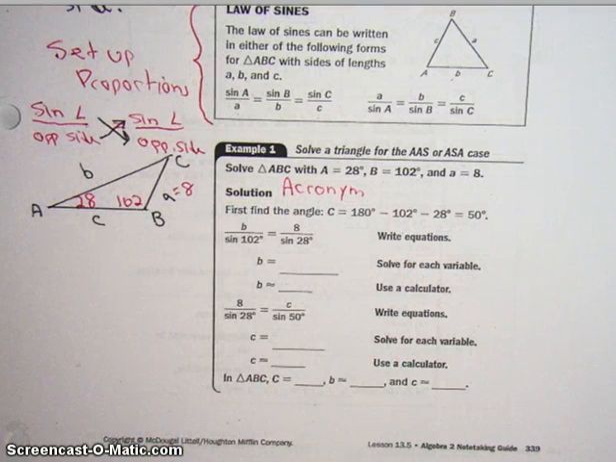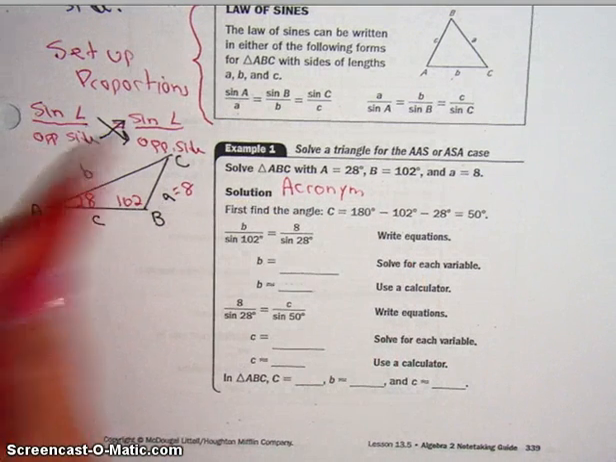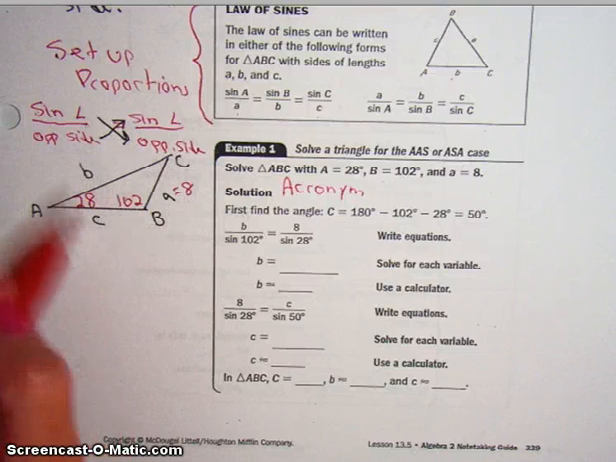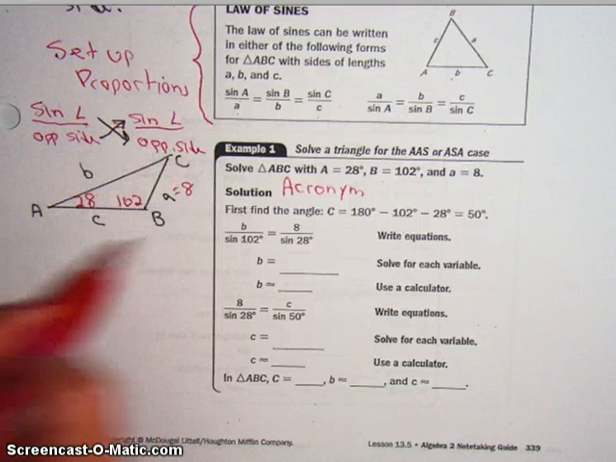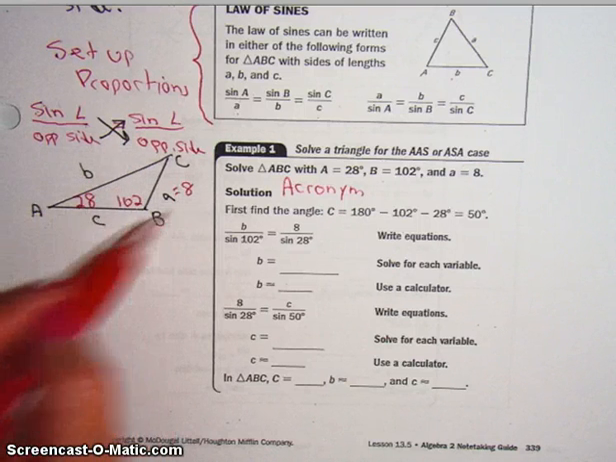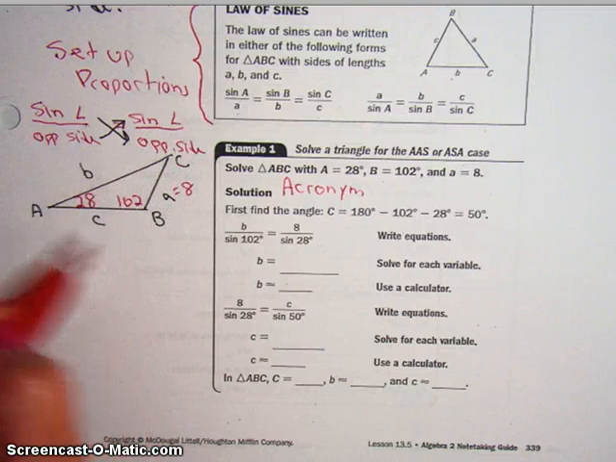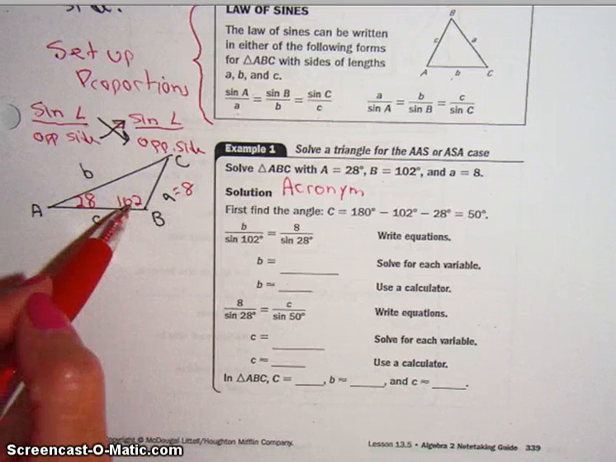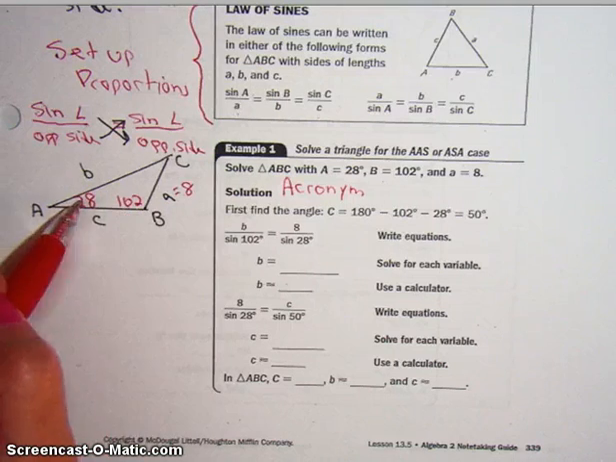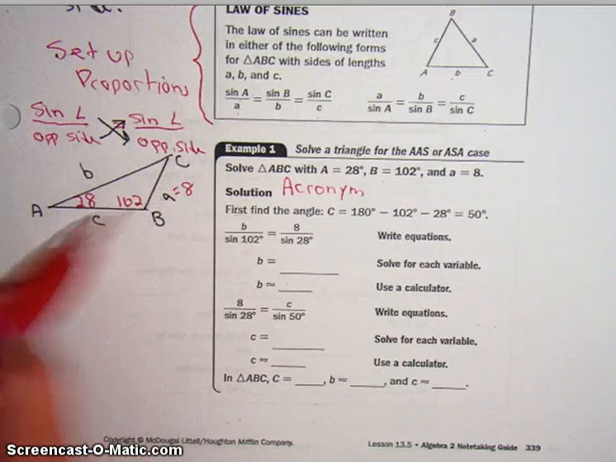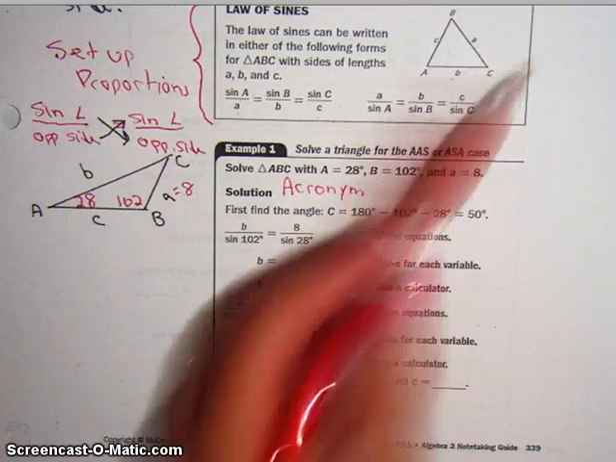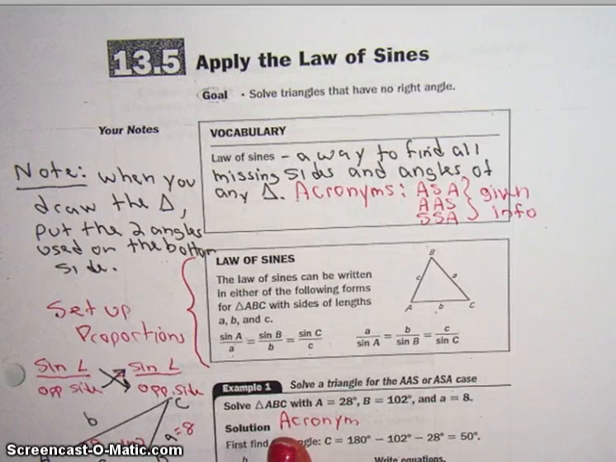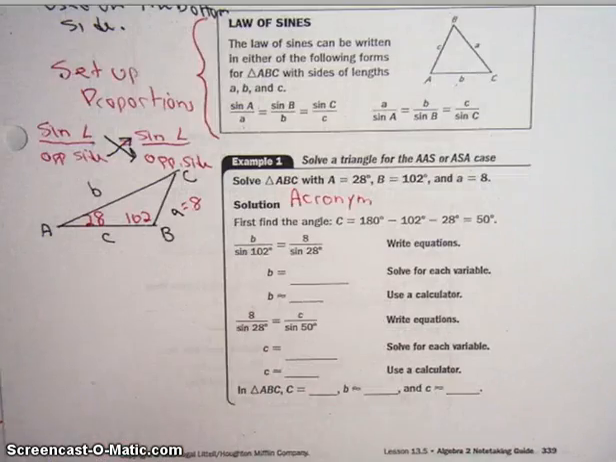So look at what your acronym is. Now, when you read an acronym, you read the parts consecutively, either going clockwise or going counterclockwise. If I read the parts they gave me going clockwise, they gave me a side, an angle, and an angle. Is side, angle, angle one of our choices? No, but angle, angle, side is.